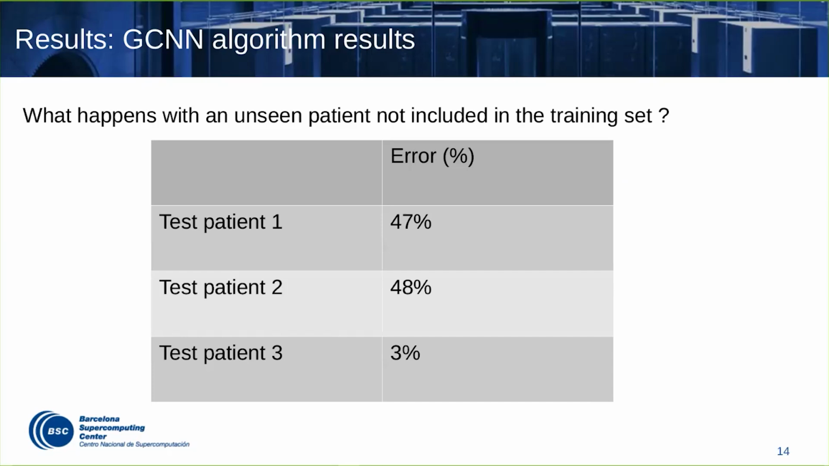Sorry, for the first 2 patients, but for patient 3 we obtain 3% error. So this means that perhaps this patient is a good generalization case for the model. But the results of patient 1 and patient 2 demonstrate clearly that the data set is not sufficient, and the data set needs more patients to be capable of reproducing with good generalization any unseen patient, which is not included in the training set.